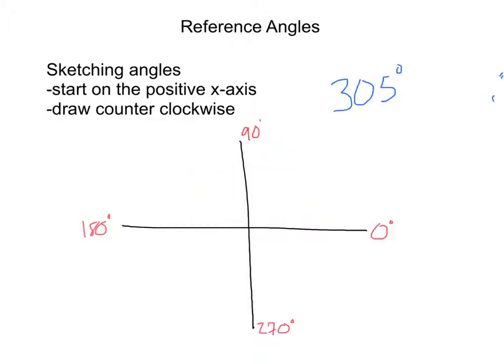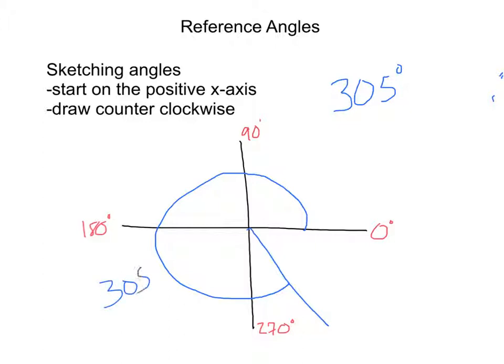Let's try to sketch 305 degrees. So again, let's start on our positive x-axis. We're going to rotate past 90, past 180, past 270, and 305 is going to be somewhere right around here, in between 270 and the full 360. So this is going to be our 305 degree sketched angle.